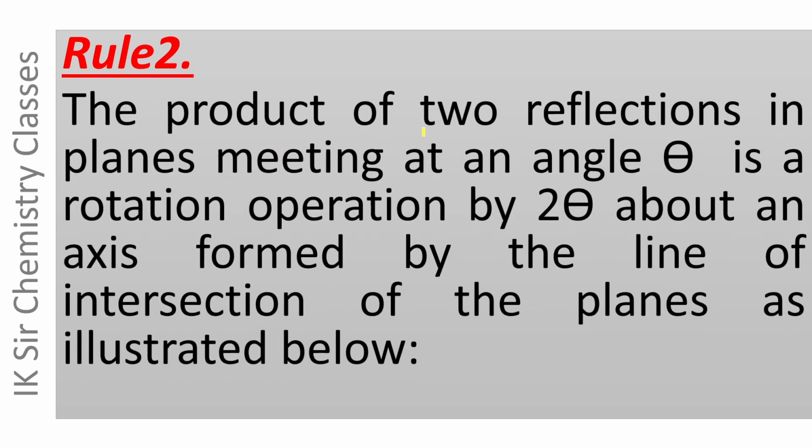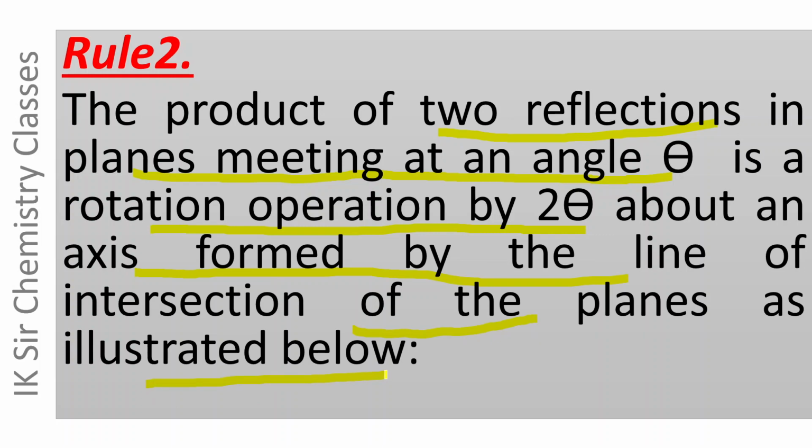Rule number 2. The product of two reflections in planes meeting at an angle theta is a rotation operation by 2 theta about an axis formed by the line of intersection of the planes, as illustrated below.